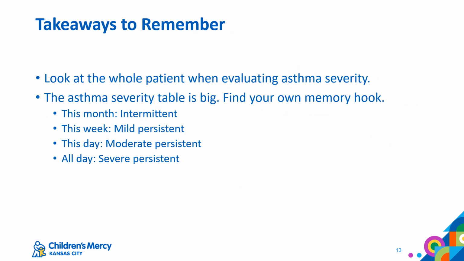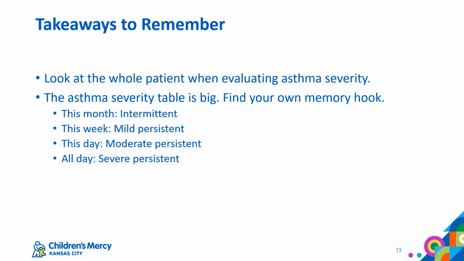When trying to determine a patient's asthma severity, it's important to look at the whole patient. Their story may be inconsistent when it comes to one component such as daily symptoms or nighttime awakenings, but if you see they are using their SABA frequently or they have multiple oral systemic steroid courses, that information can help direct your next steps. Lastly, the asthma severity table is full of information and can get confusing.